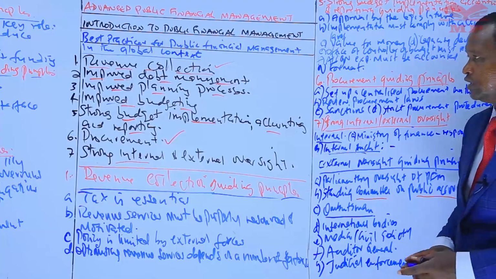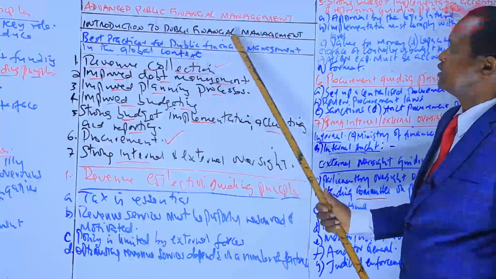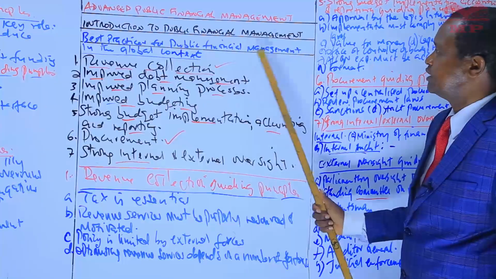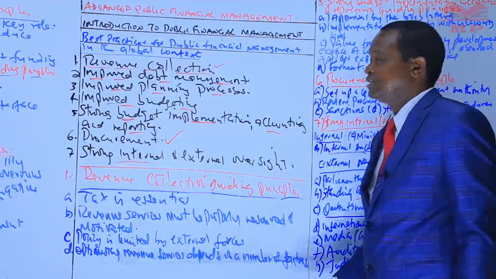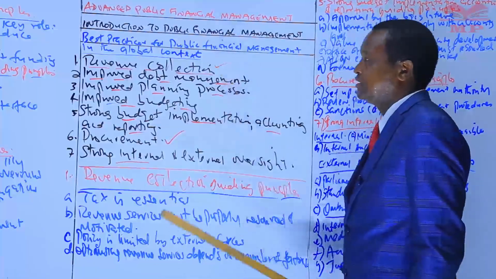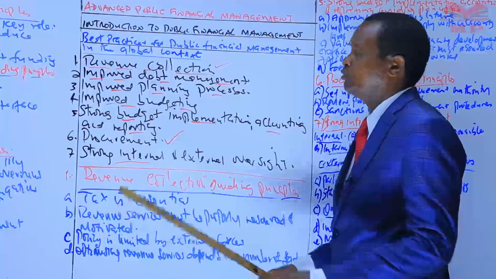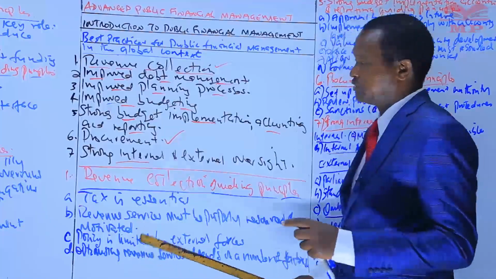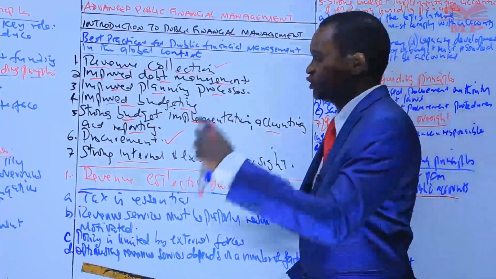So, candidates, that will mark the end of the lesson on Introduction to Public Finance Management. Today we studied best practices for public financial management in the global context. At the beginning I said that a best practice is a procedure or a method or a technique that is generally accepted to be superior to the alternative techniques or methods. Why? Because the method yields superior results.